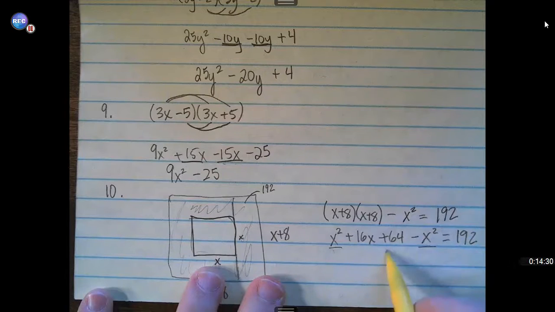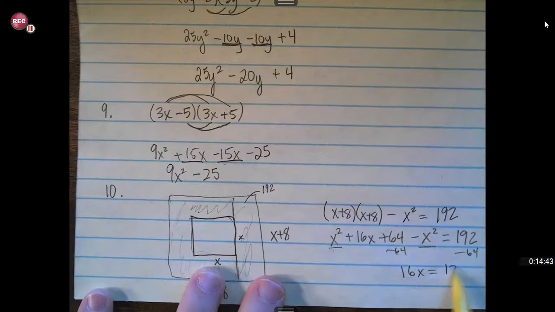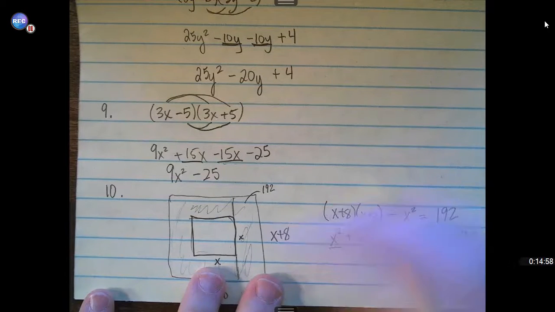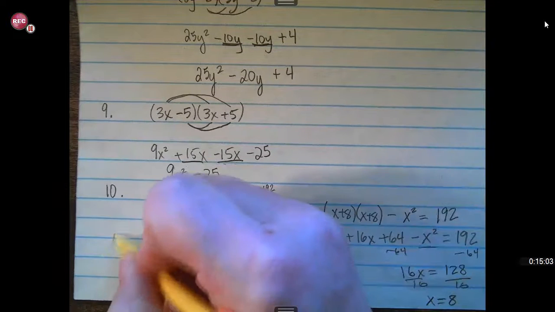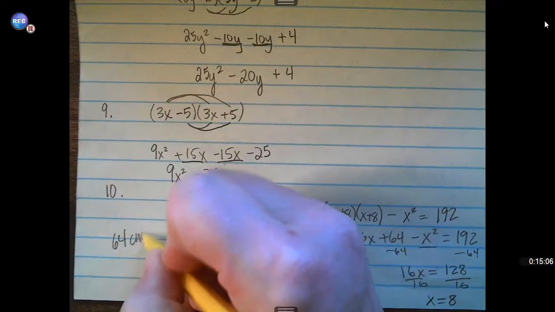Then I'm going to subtract 64 from both sides, and I get 16x equals, and to speed things along, I grabbed my calculator, 128, and then divide both sides by 16, so I get x equals 8. And what am I supposed to find? I'm supposed to find the area of the picture. So the picture would be 8 by 8, so the area of the picture would be 64 centimeters squared.